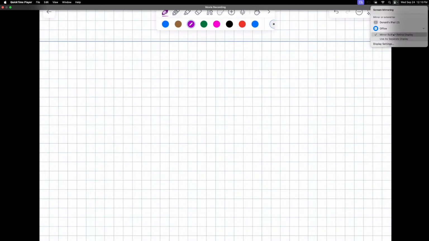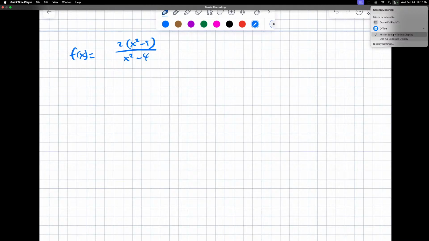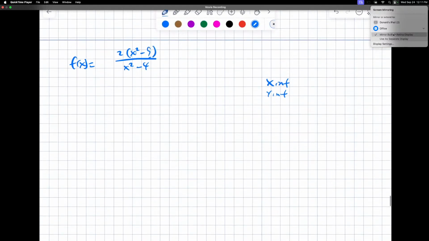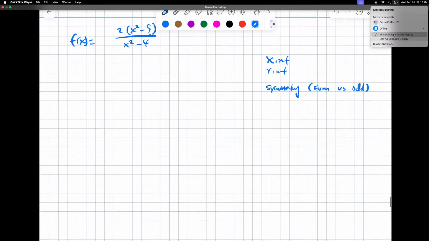So today we're gonna talk about this function f of x equals (2x squared minus 9) over (x squared minus 4). First thing, I would talk about all the stuff. So the x-intercept. How do we find the x-intercept? On the top is 9. On the bottom is x squared minus 4. Okay, x-intercept, y-intercept, symmetries, which is even versus odd function. And we've got a domain.